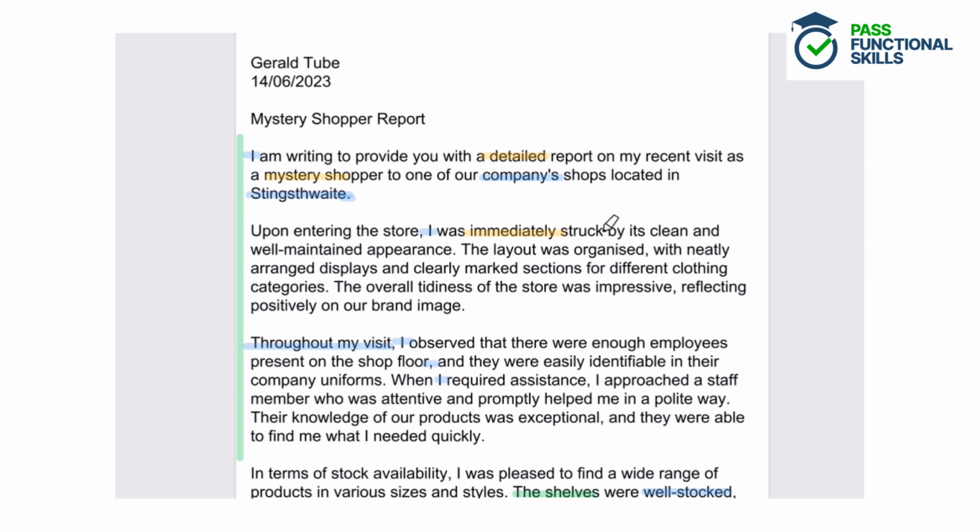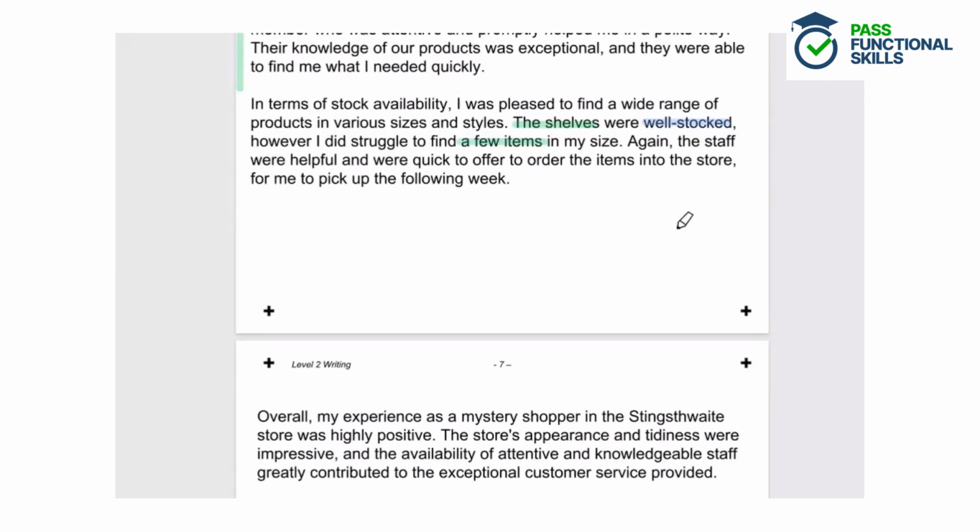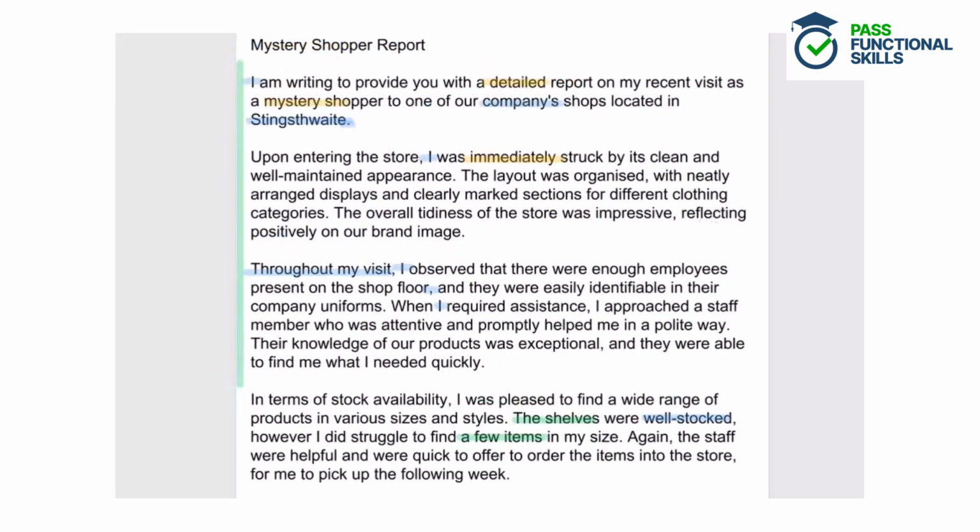So the first thing we want to know is if the answer is clear or not. A good way of doing this is trying to read it through in your head and seeing if everything makes sense to you, because if it makes sense to you, then it will probably make sense to somebody else. So all of the grammar in this answer is correct and the answer is therefore very clear and makes sense.